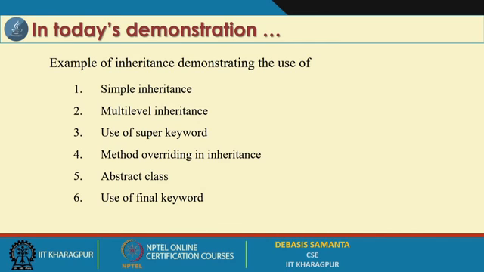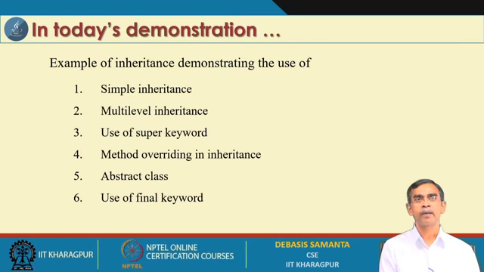We have discussed the super keyword, which is used to avoid namespace collision, the use of the super keyword to invoke the superclass constructor, and using the super keyword we can reference a variable of the superclass. Overriding is an important concept in any inheritance, so method overriding will be discussed.